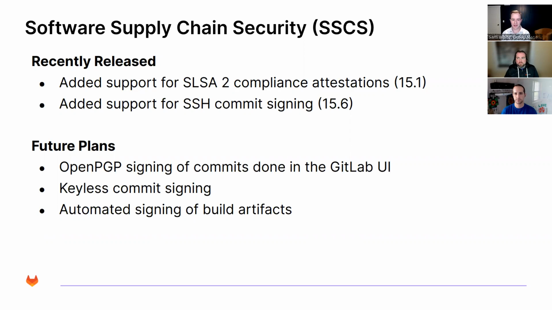But that's another kind of signing that makes it much more convenient if you're a developer who's trying to sign your code. Also coming up in the future, we have another community contribution that's working to add OpenPGP signing of commits done in the GitLab UI. So traditionally, we allow for signing at the Git console or on the Git command line. But if you go into the web UI or you make a suggestion on a merge request and you apply that, those commits are usually not signed today. So we've been working with that community contributor to add support for OpenPGP.